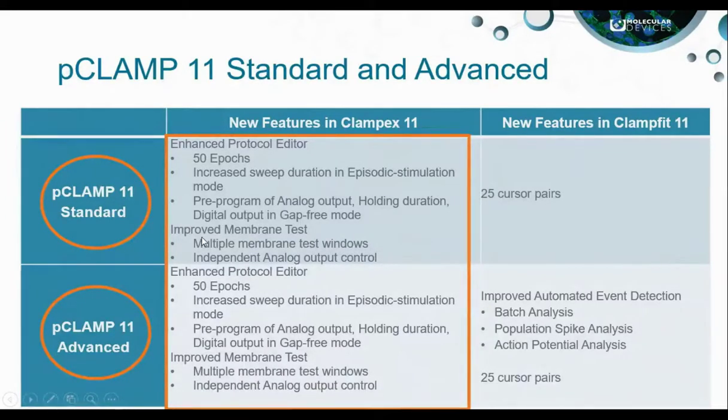And the second feature is that we improved the membrane test, and it includes multiple membrane test windows that can be displayed, and also independent analog output control. However, only the advanced version includes the batch analysis, population spike search, and action potential search.